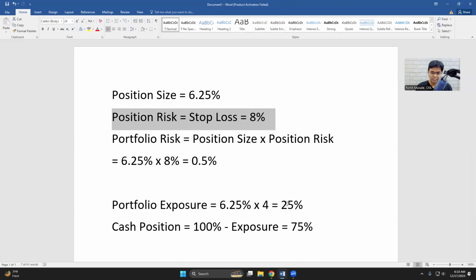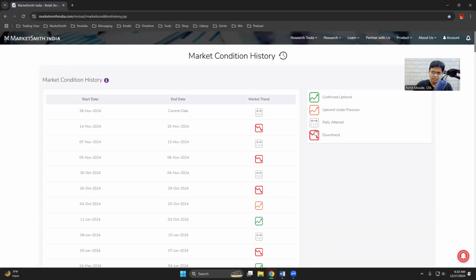But what if your exposure is 65% and your cash position is 35%? That is not correct, because you are in a market situation where the overall market conditions are weak, and if your exposure is 65% and your cash position is 35%, that means you're exposed to a weak market.